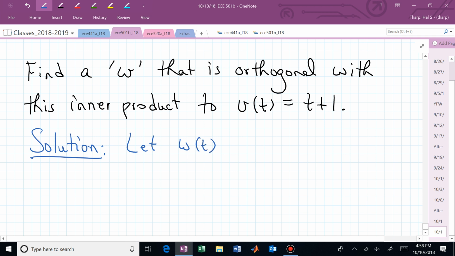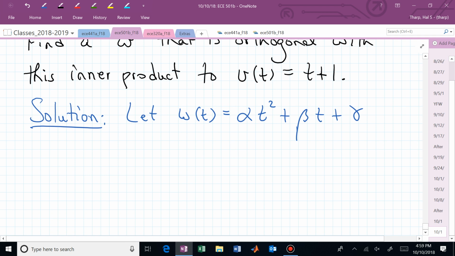Suppose we now let this w vector be a generic second-order polynomial. Suppose we say that it's alpha t squared plus beta t plus gamma. So now I have flexibility on all 3 pieces of this second-order polynomial, or this vector w. So now I need to evaluate that at the 3 points. I need to sample w at my 3 points that I've picked for this inner product. And one of those is minus 1. And what does that look like then?